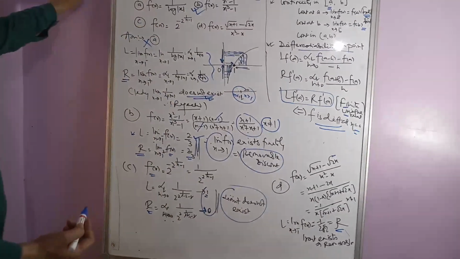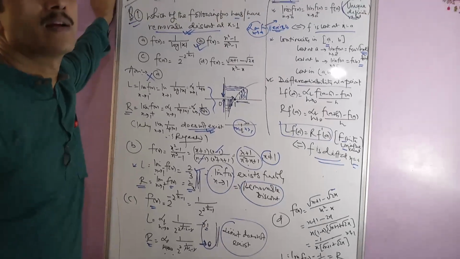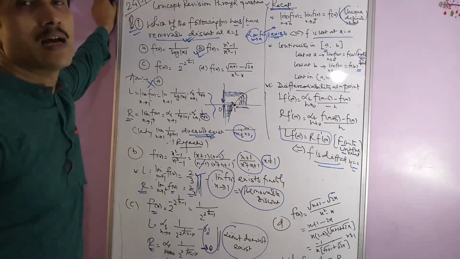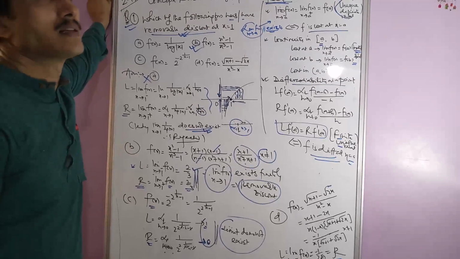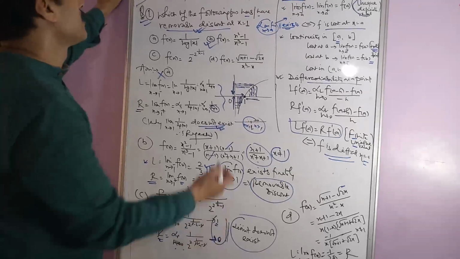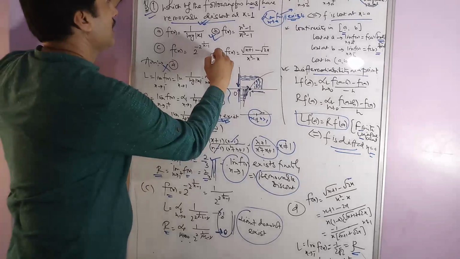Here left hand limit and right hand limit are both finite and equal. So the limit exists, and this is the case of removable discontinuity. So in this case, we have to answer B and D.